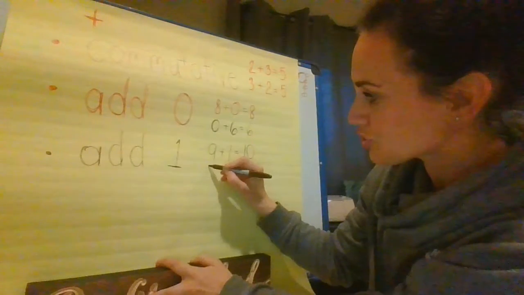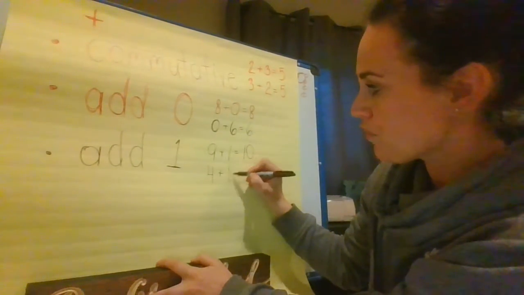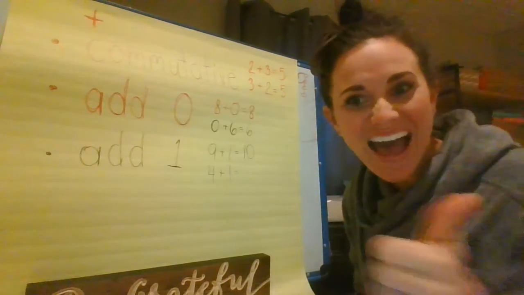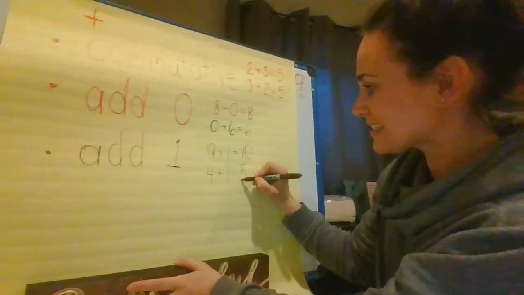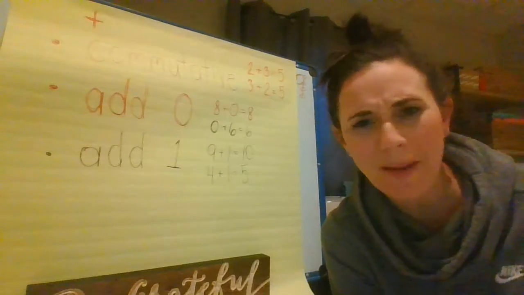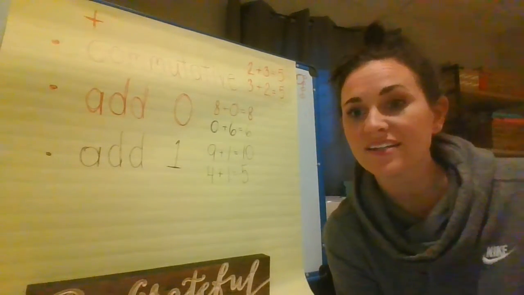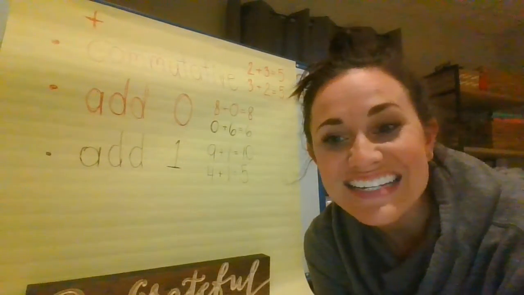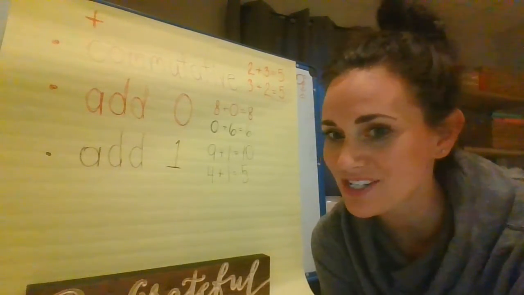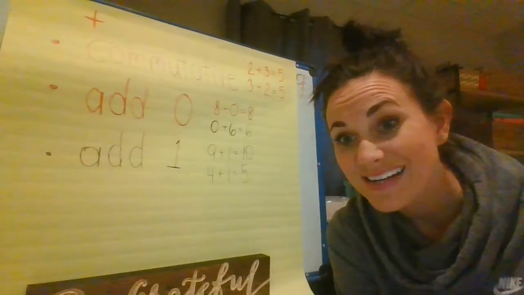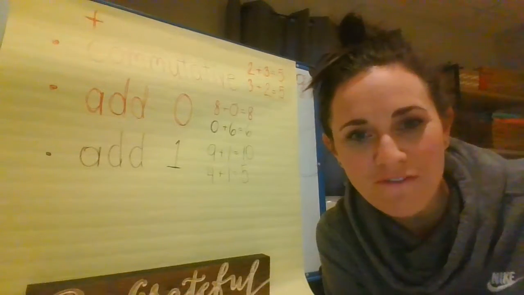Let's try another one. Let's try 4 plus 1. What's the number after 4 when you count? 5. Nice work, mathematicians. When you add 1, you count up. That's it. Piece of cake. So if you're adding 7 plus 1, what's 1 after 7? 8. What if you start with 24? What's the number after 24? This is a challenge. So when we say 24, we say 24, 25. Oh my goodness, you just added 24 plus 1.